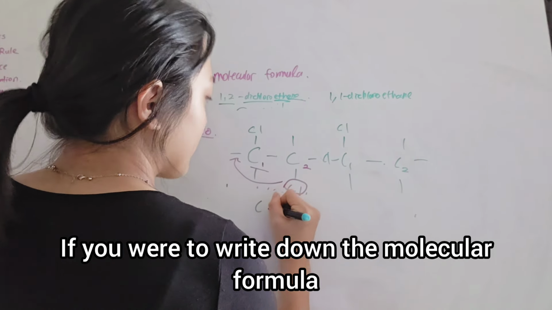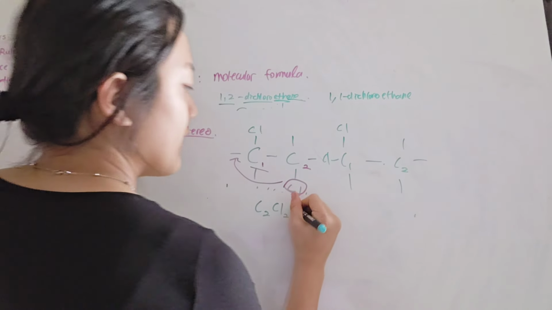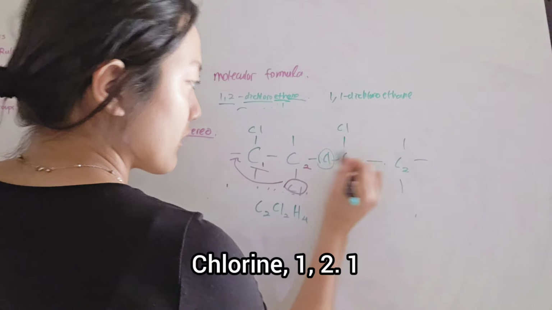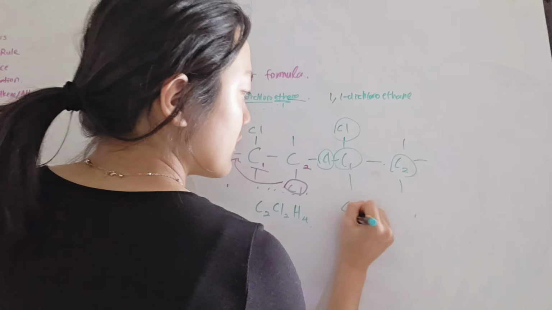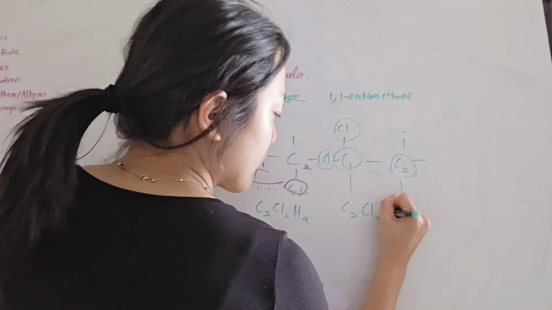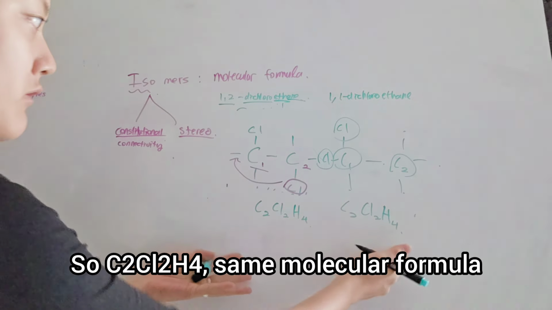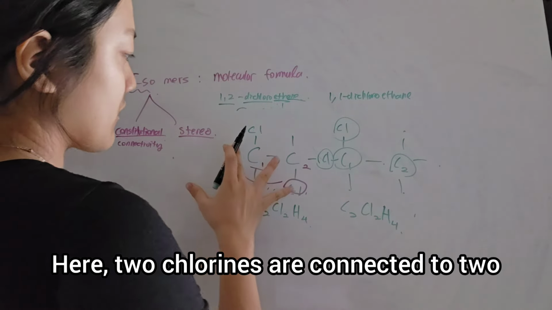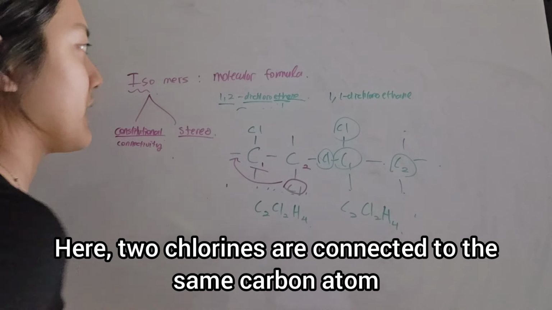If you were to write down the molecular formula, it would be 2 carbons, 2 chlorines, and 4 hydrogens. And here it's the same thing. Let's count with me. Chlorine, 1, 2. 1, 2 carbons. 1, 2, 3, 4 hydrogens. So C2Cl2H4, same molecular formula, but they look a bit different in terms of connectivity. Here, 2 chlorines are connected to 2 separate different carbons. Here, 2 chlorines are connected to the same carbon atom.